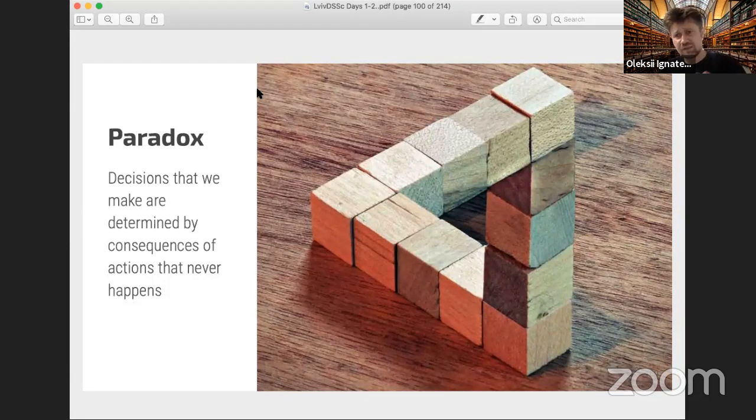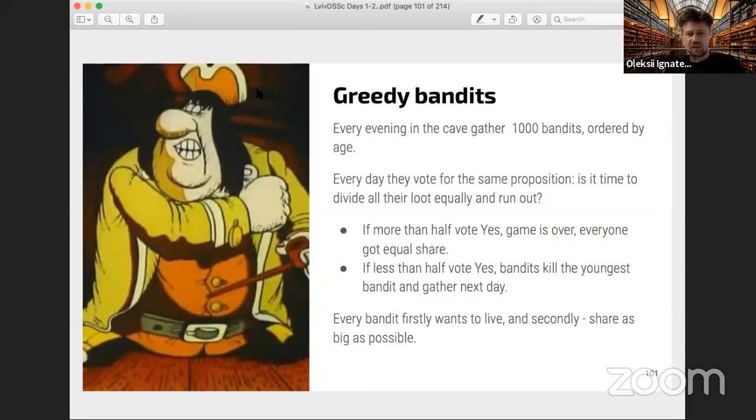To clarify this idea a little bit, I will show you another problem, but I will not solve it. I just give it to you as an idea. This is quite popular for some interviews, so you can maybe think about it. So we have greedy bandits. Actually it's a puzzle. If you like puzzles, you can solve it.